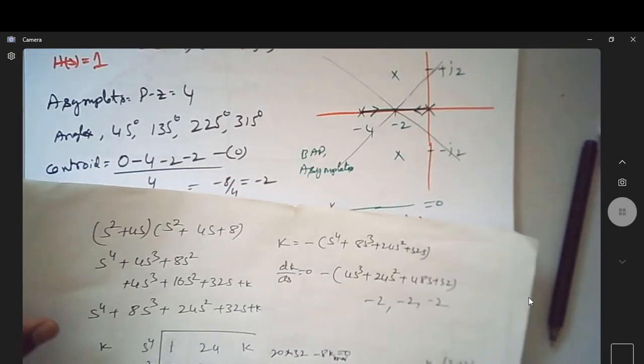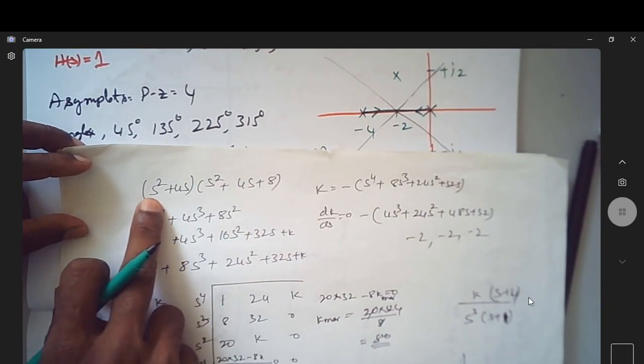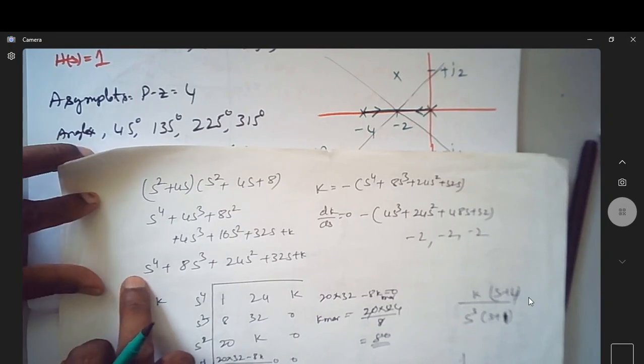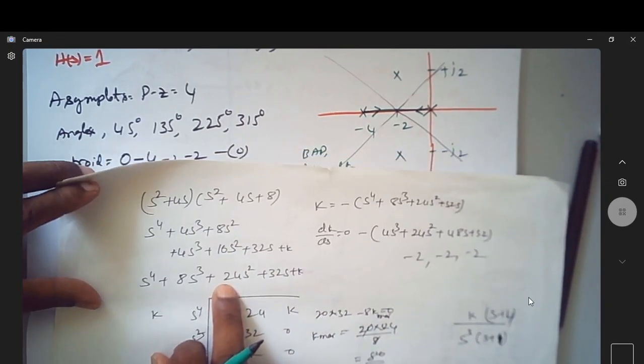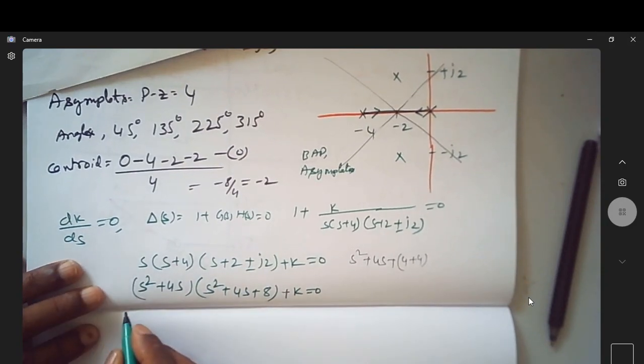So I have done this here, so you can just have a look at it. I just multiplied this by s square, so I will end up with this as my term. Let me just write this. Okay, we'll write the roots and all those things later.